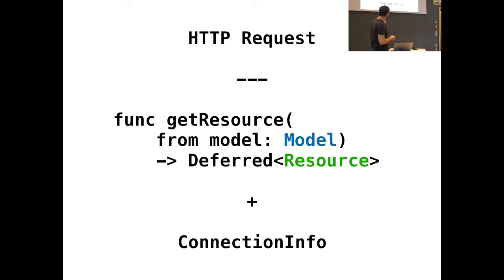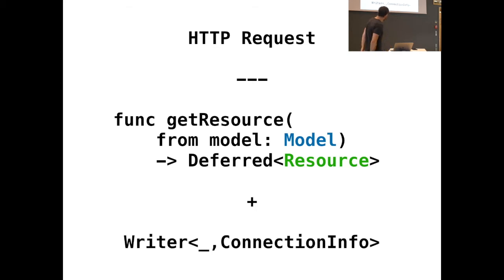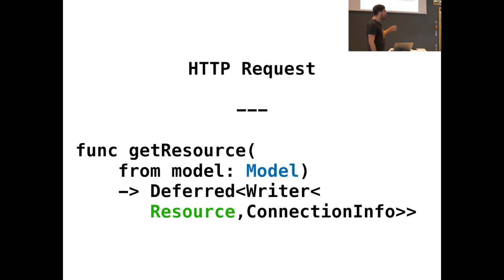Now, how can we add this connection info here? We could add it to the resource type, but we already have a type that represents the idea of carrying over some information, and it's the writer type. So we would like to combine the two things, a deferred with a writer. And the way to do this is to put the writer inside the deferred. Instead of having directly the resource there, we could have the deferred of a writer.